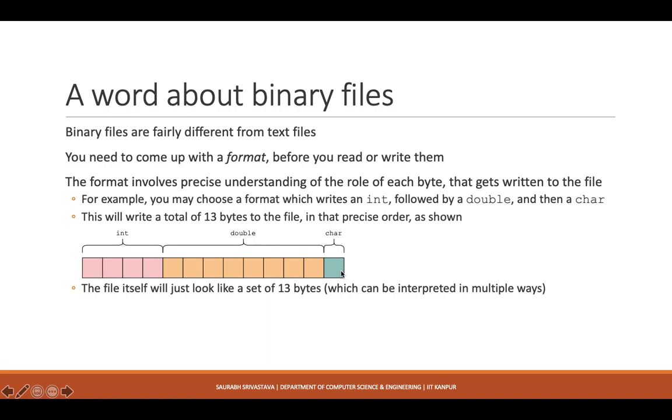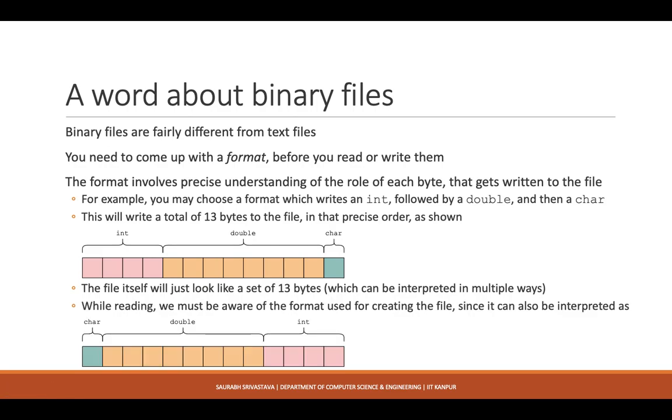So what you will actually have a look at is that there are just 13 bytes written in the file, one after the other, and that can actually be interpreted in multiple ways, right? So for example, you can also say that the first byte is a character, the next 8 bytes are double, and the last 4 bytes are integer. So in order to actually interpret this data properly, you need to know this format, that when the file was written, this was the format, and this is the thing that you need to understand about binary files.